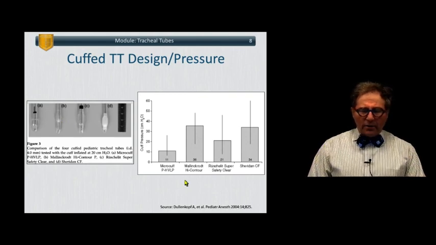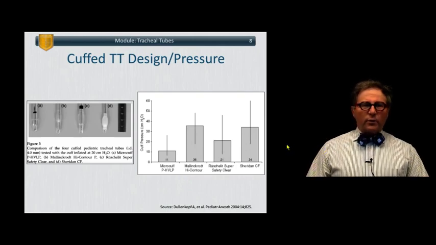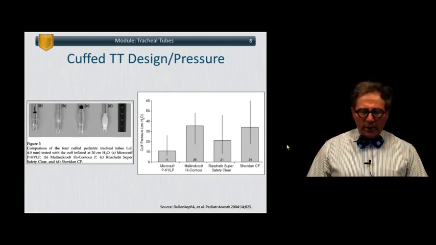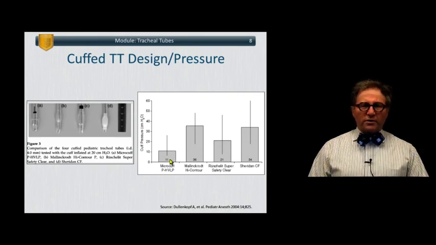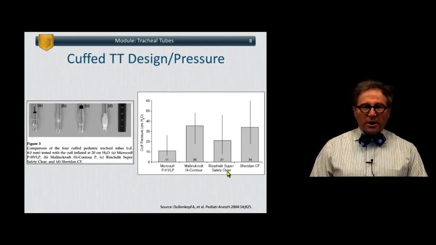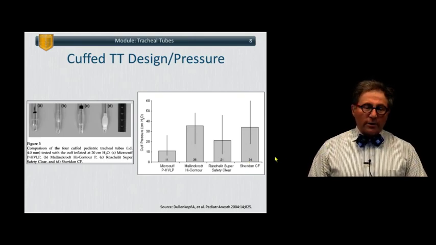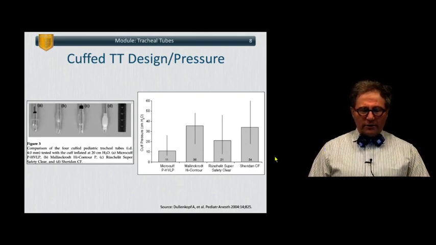And on the right, we can see the mean pressure that is required in the cuff to seal the airway, with the microcuff having by far and away the lowest mean pressure, 11, or we said earlier 10 centimeters of water, compared to the other shaped cuffed endotracheal tubes for children, somewhere 10, 20 or so centimeters of water greater pressure to seal the cuff.